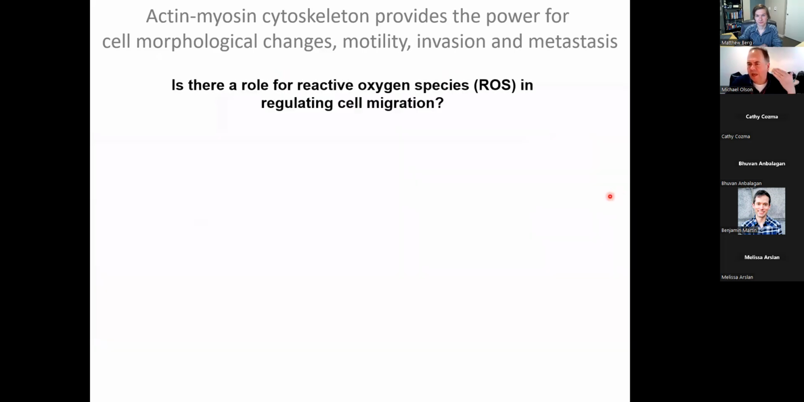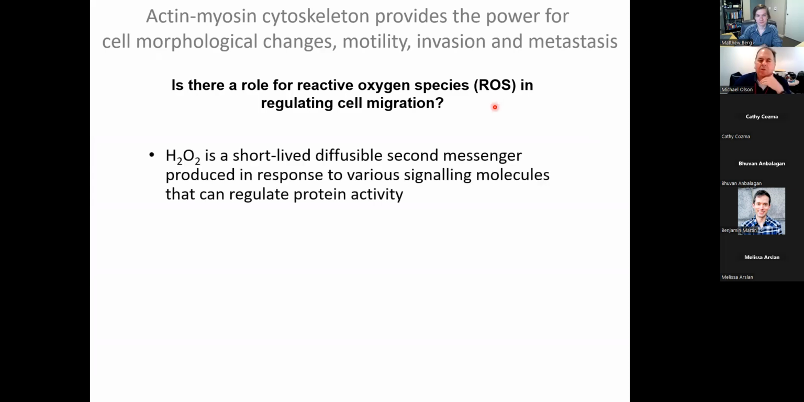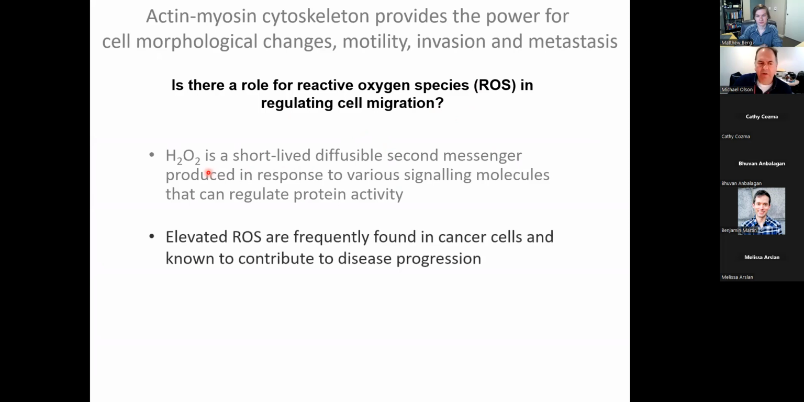So one of the questions that we had about the time that my student Jennifer was starting was whether there was a role for reactive oxygen species, which is also abbreviated ROS, in the regulation of cell migration. Hydrogen peroxide is one of the most common forms of ROS. It's a short-lived diffusible second messenger that can be produced in response to a number of different kinds of signaling molecules, and it can regulate protein activity.